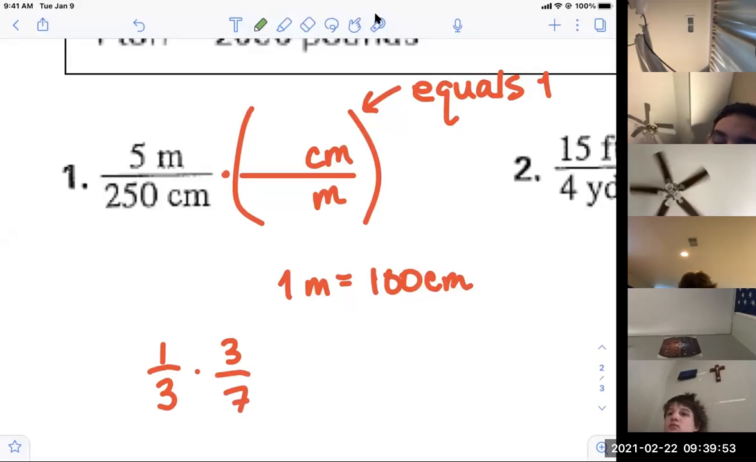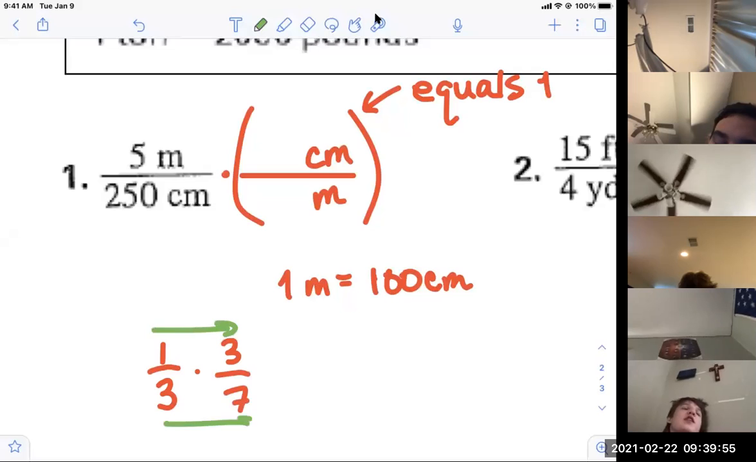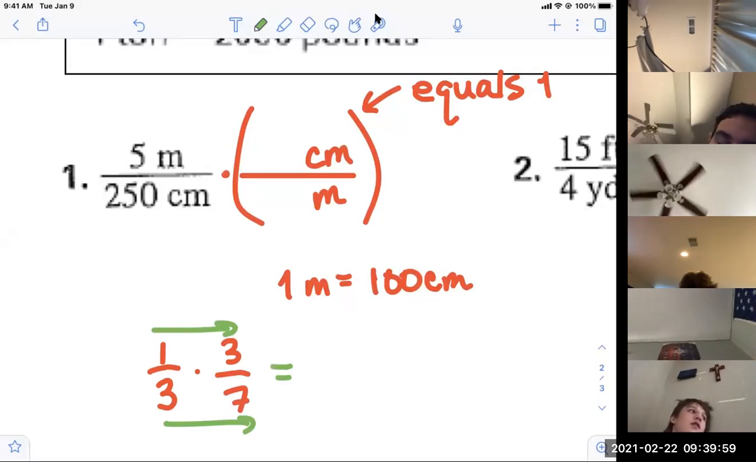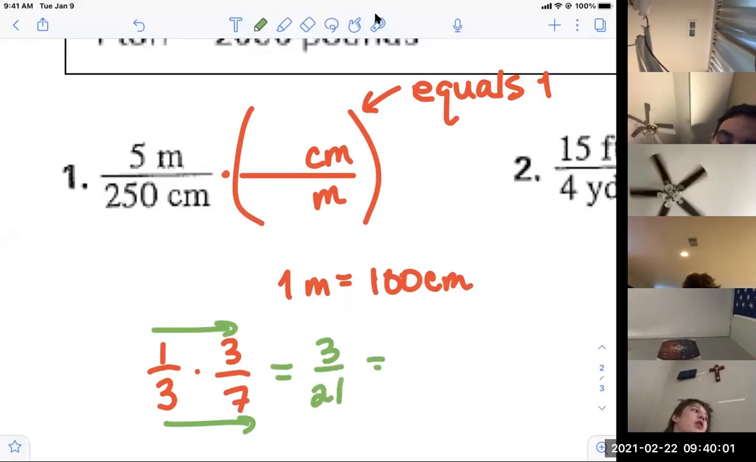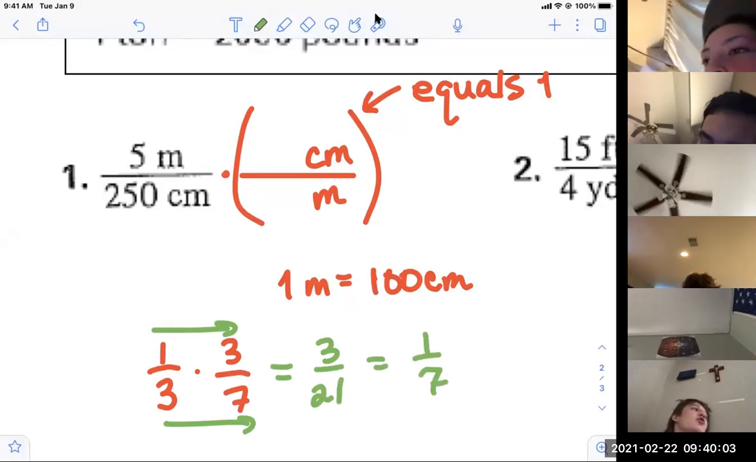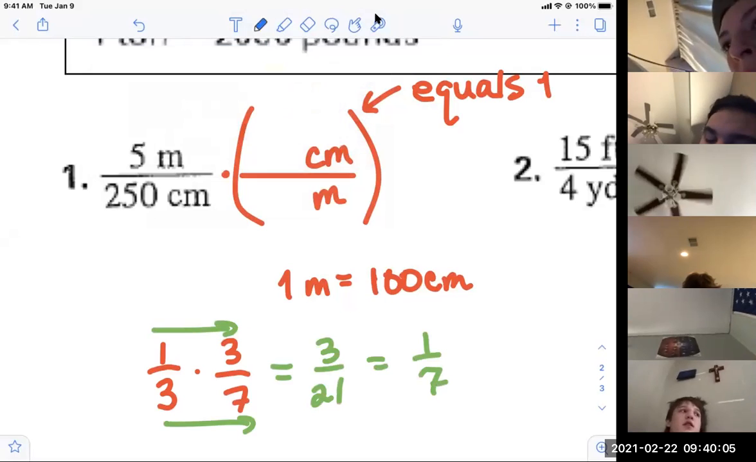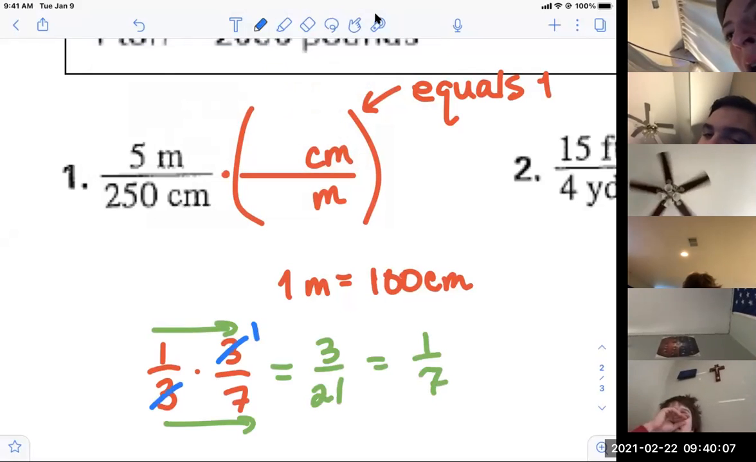3/21. You multiply the tops together, you multiply the bottoms together. Okay, so we're going straight across the top, straight across the bottom. That would be 3/21, which reduces down to 1/7. Now, sometimes you remember that you can simplify. I'm going to divide a 3 out, and that'll leave you with 1 and 1.